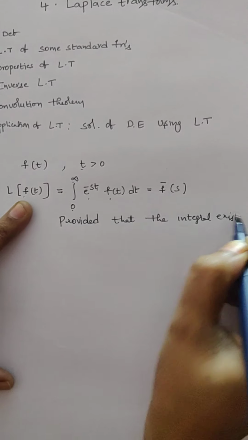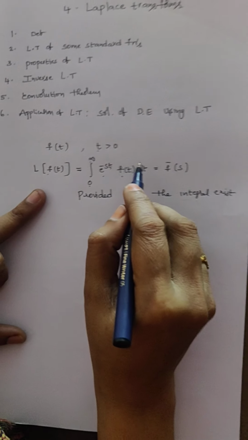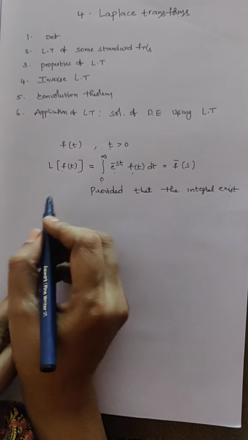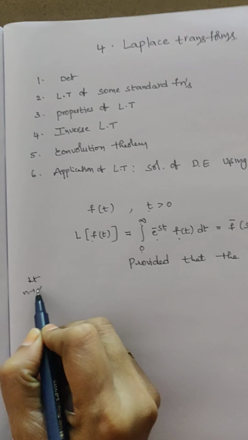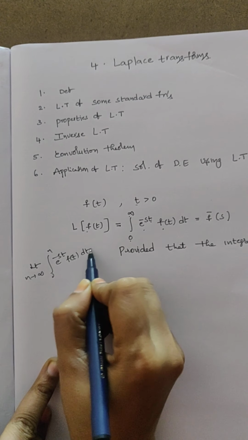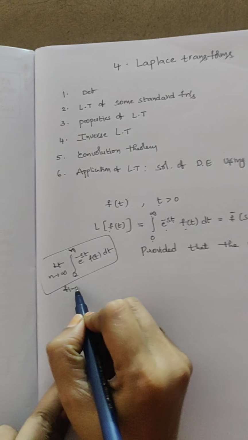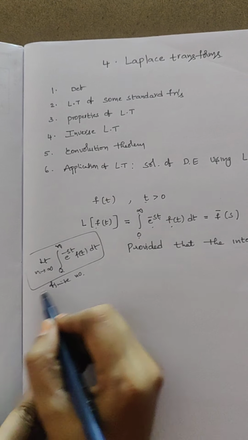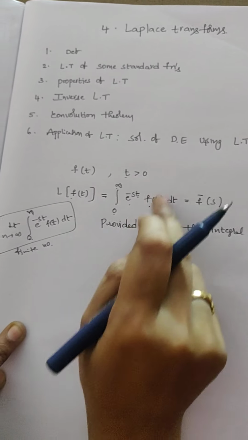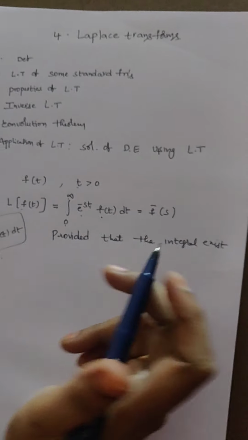Integral exists means if we evaluate the integral, we will get a finite number. In that situation, we say that the integral exists. In other words, limit n tends to infinity, integral 0 to n e power minus st f of t dt should exist. The integral value should be a finite number. Then we say that the integral exists. So provided that the integral exists means if we evaluate this integral, we will get a finite value.